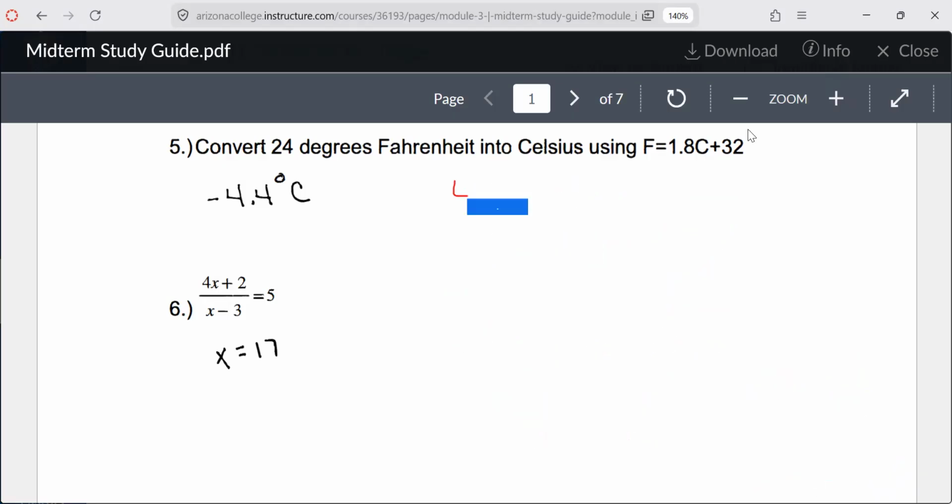In number 6, we've got (4x + 2)/(x - 3) = 5. Because 5 is a whole number, I'm going to write it as 5 over 1. Now I have two fractions set equal to each other, so this is like a proportional equation. So I'm going to cross multiply.